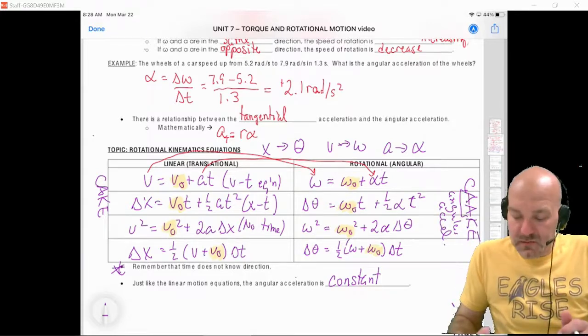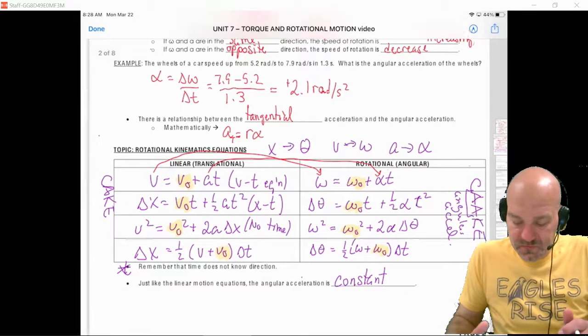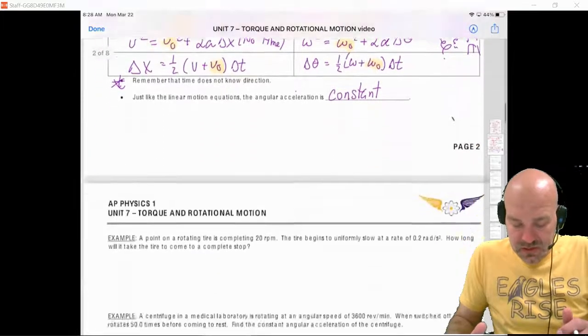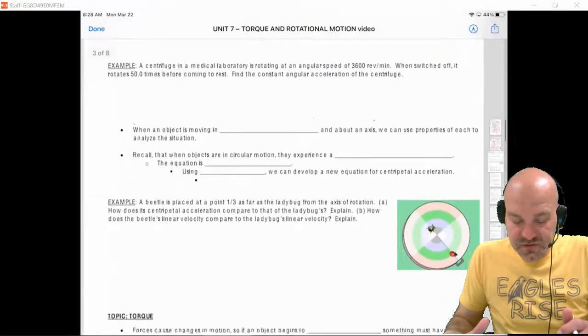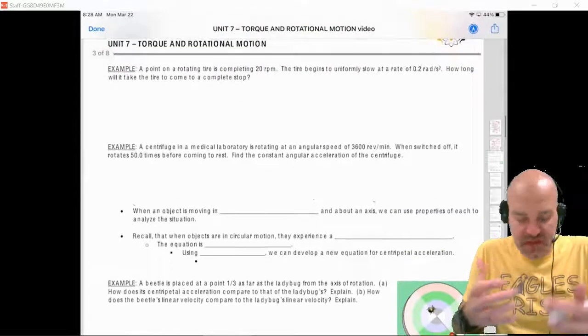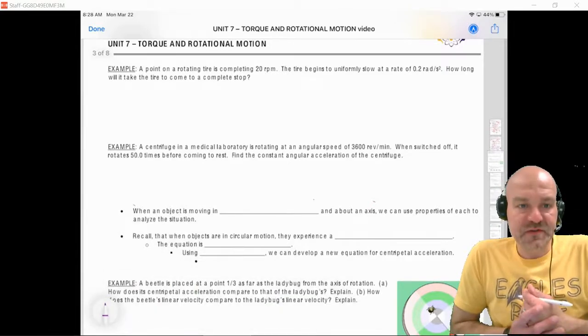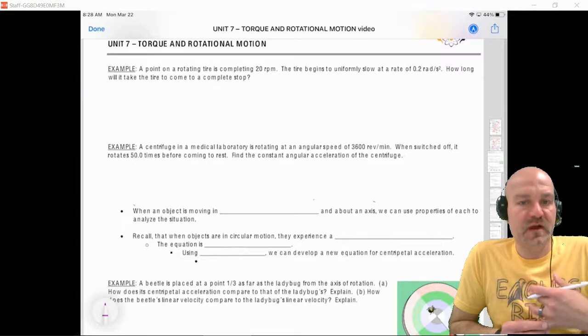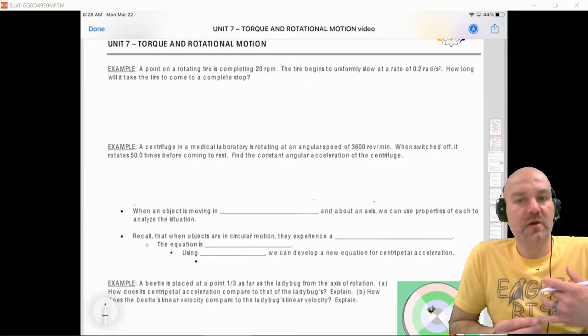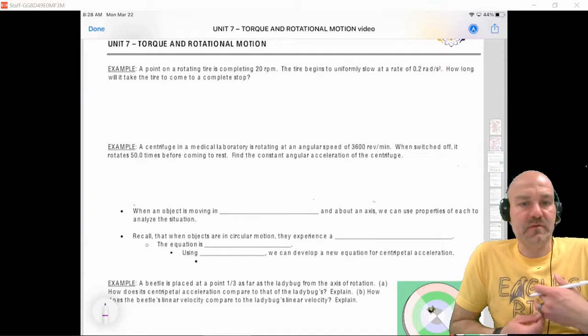Okay, so let's look at some examples. As I mentioned, we're just going to use them the same way that we did the linear equations. Here's an example. A point on a rotating tire is completing 20 RPMs. The tire begins to uniformly slow at a rate of 0.2 radians per second squared. How long will it take for the tire to come to a complete stop?